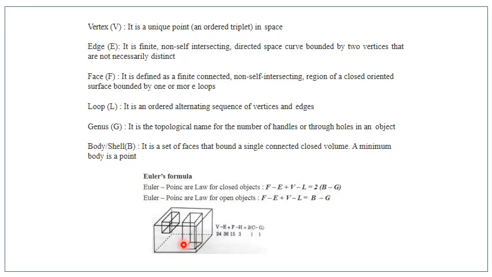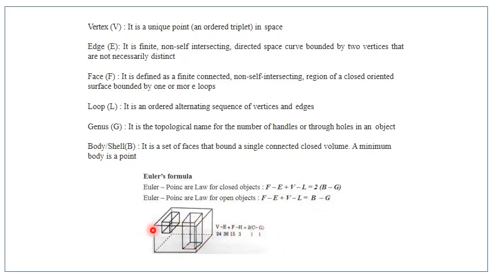So this example can also be represented through Euler's formula, which is nothing but a mathematical representation. Euler's law holds for closed objects. Closed objects means there will be no genus, that is, no holes in the object. If there are holes in an object, then it can be considered an open object. So this is the mathematical representation for this example.